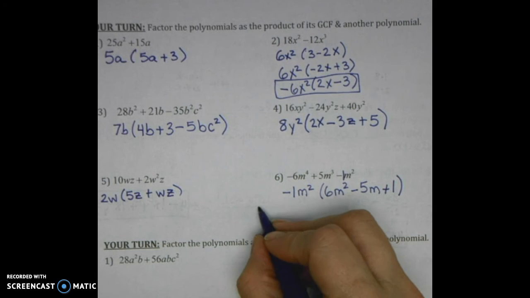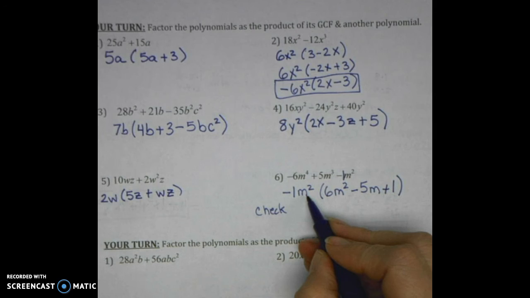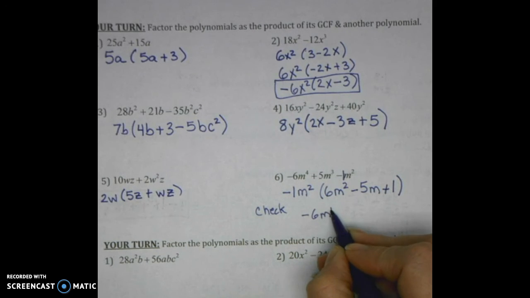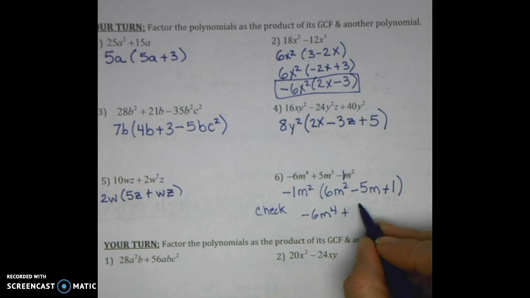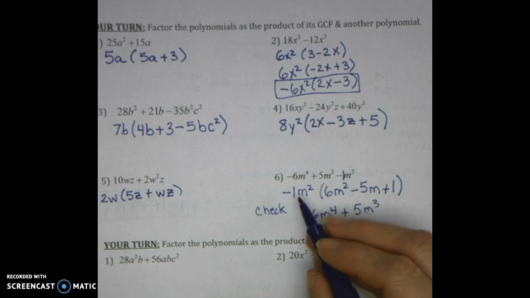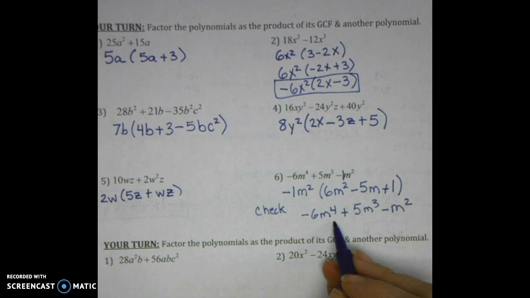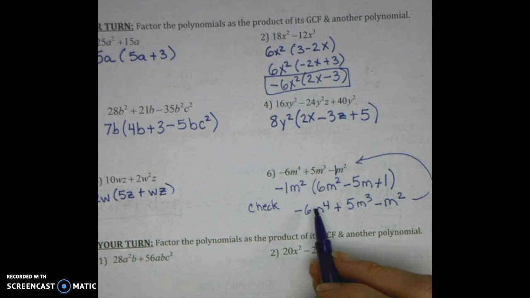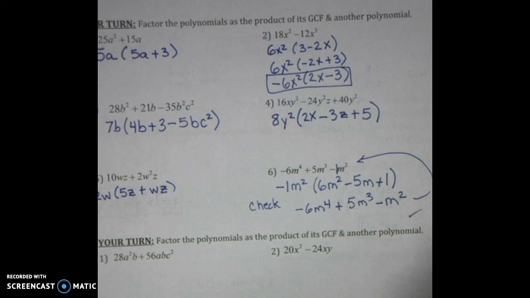I can check my work by multiplying that back through with distribution. Negative 1m squared times 6m squared is going to be negative 6m to the 4th. Negative 1m squared times negative 5 is going to be positive 5m to the 3rd. Negative 1m squared times 1 is negative 1m squared, or just negative m squared. This should be exactly the same as my initial problem. And so let's check. It is exactly the same. So we got it right. Great.